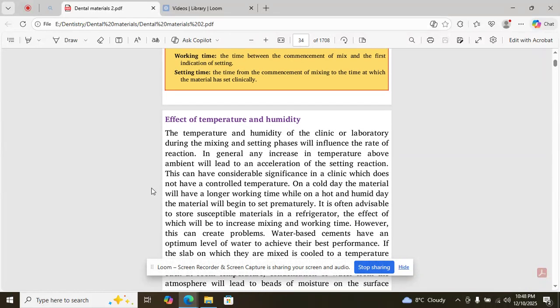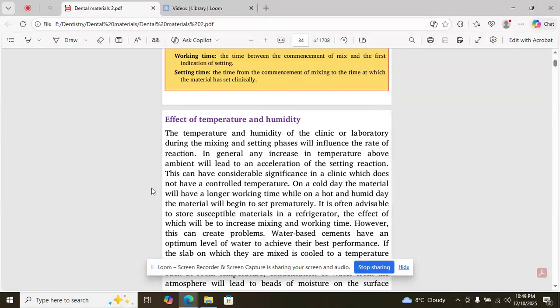Effect of temperature and humidity. The temperature and humidity of the clinic or laboratory during the mixing and setting phases will influence the rate of reaction. In general, any increase in temperature above ambient will lead to an acceleration of the setting reaction. This can have considerable significance in a clinic which does not have a controlled temperature. On a cold day, the material will have a longer working time, while on a hot and humid day the material will begin to set prematurely.